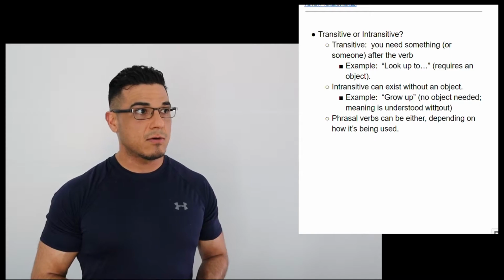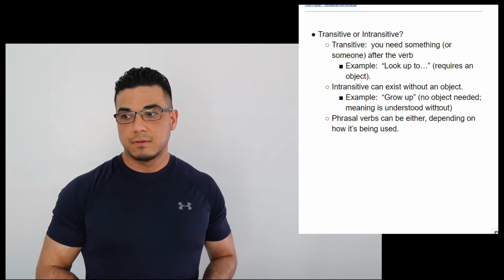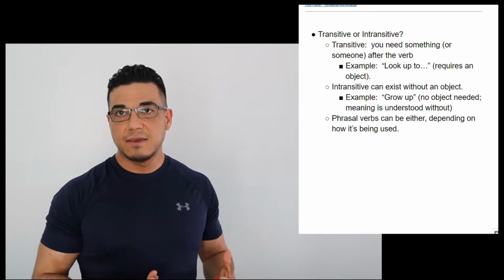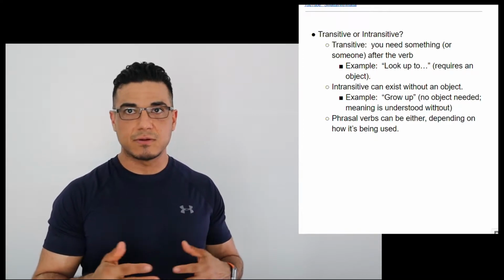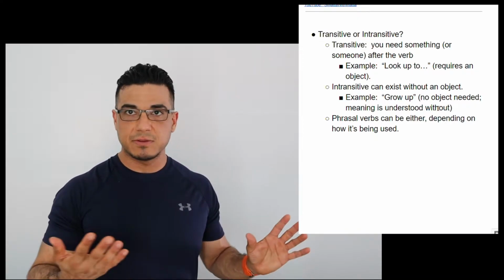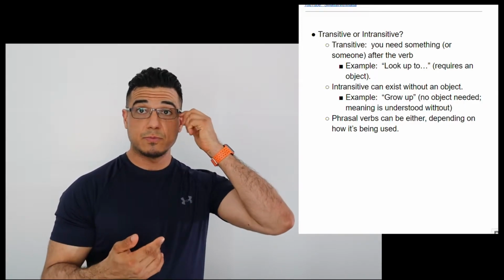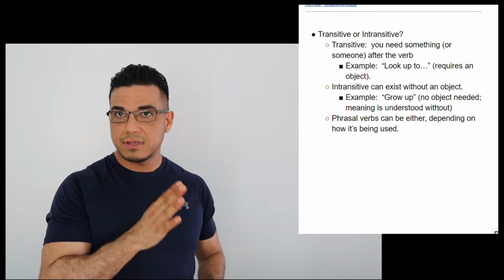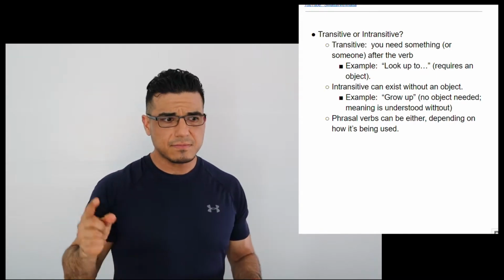So I could say, "Oh, it's time to grow up." Well, it's understood through context that I'm more than likely referring to myself, whether it's behavior or some other thing that needs maturing, depending on what that mutual understanding is, to grow up or to become more mature. But anyway, it can exist on its own, and again, does not require an object, which makes it intransitive.